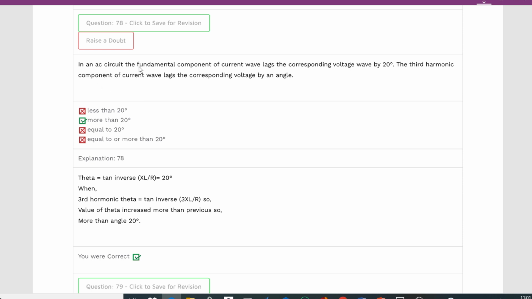Now in an AC circuit, the fundamental component of current wave lags the corresponding voltage wave by 20 degree, and the third harmonic component of current wave lags the corresponding voltage by an angle of, so it will lag by more than 20 degree here. The correct option is option B here.